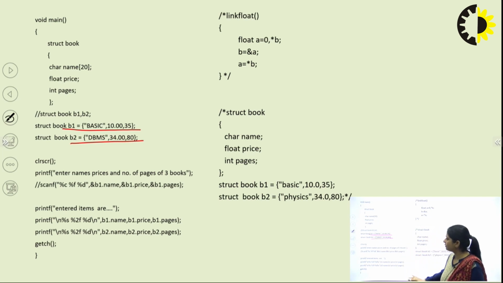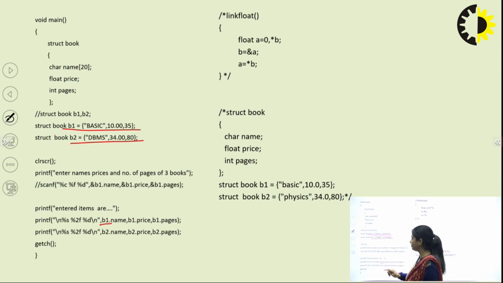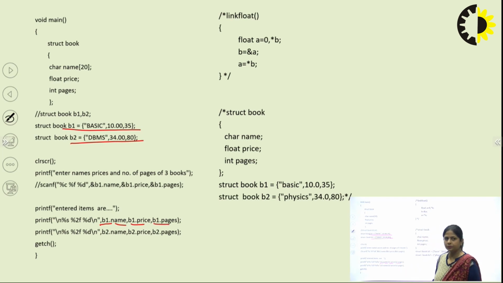And similarly, we can simply display these values by using printf statement. How will we be using it? With the help of dot operator. How will we be using the structure elements? Structure variable dot structure element, right? Structure variable, for example, B1 dot name. Similarly, B1 dot price, B1 dot pages, and so on. Fine.